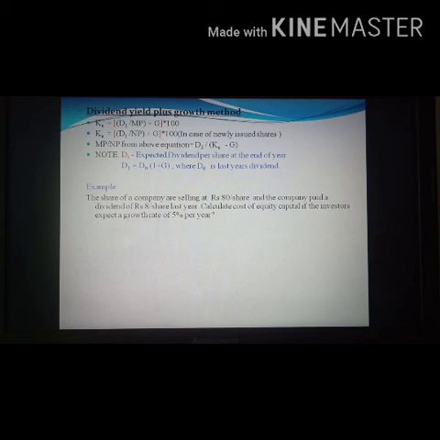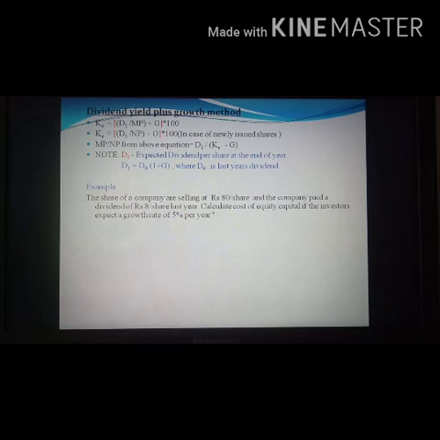So we can say that in this formula, D1 is the expected dividend per share at the end of the year, and D1 is calculated with the help of another formula, that is D0 into 1 plus G, where D0 is the last year's dividend. In the question we should be very careful about the dividend given. You must be very sure whether the dividend given is of the last year or of the current year. If it is of the last year, then definitely we need to calculate the current year's dividend by applying the formula D1 is equal to D0 into 1 plus G.